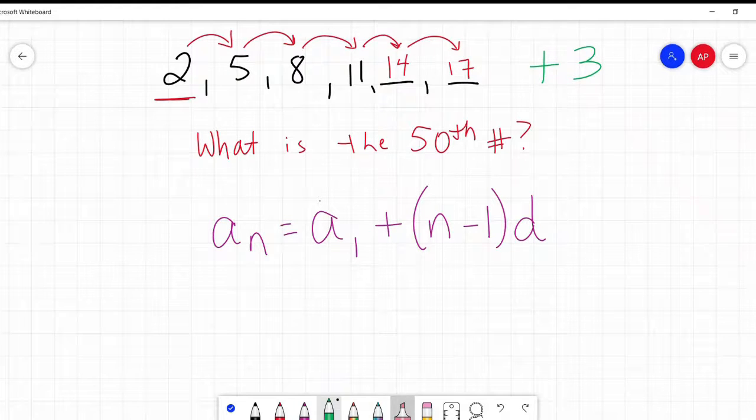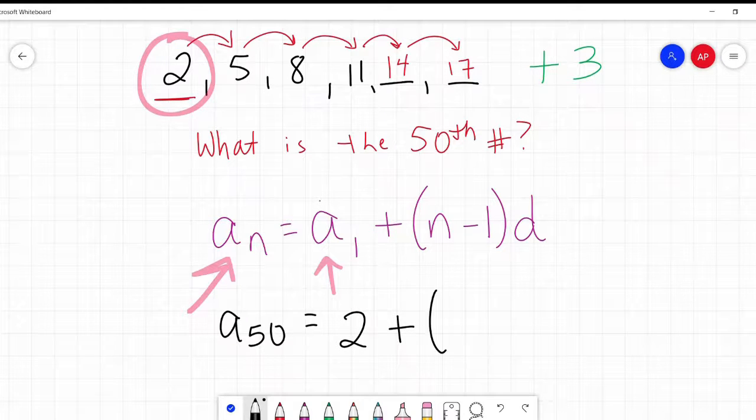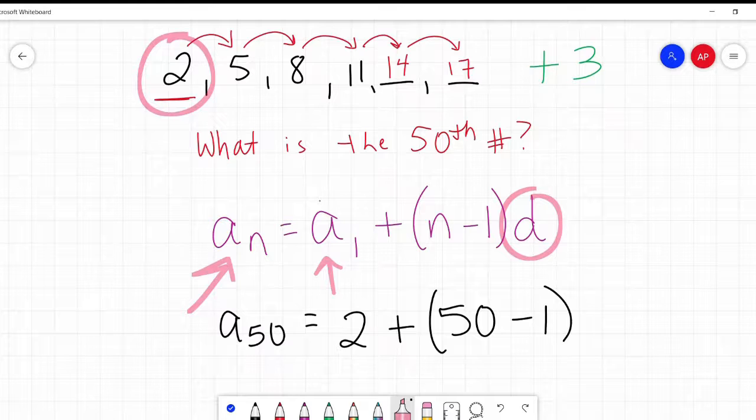Okay, so again, this is saying what number in the sequence do you want to find? For example, in our case, it would be the 50th number. Then it says I take the first number in the sequence, which would be 2. I write that down. Then I take the place in the sequence, in this case the 50th number, I subtract 1 and I multiply by the difference. The difference here is a positive 3.